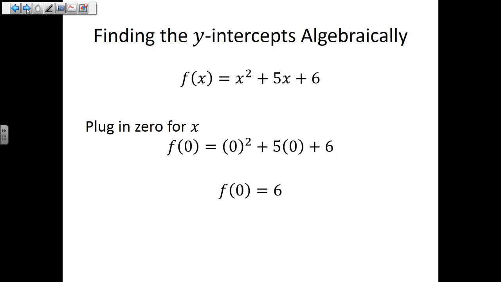Now, if we're trying to find that algebraically, to find y-intercepts, and actually there's only one if it's a function. If there was more than one y-intercept, it would not be a function, wouldn't pass the vertical line test. But if we're looking for y-intercepts, what we do is we plug in 0 for x. Plug in that 0 for x and simplify, and you'll find your y-intercept. So again, my y-intercept is 6.